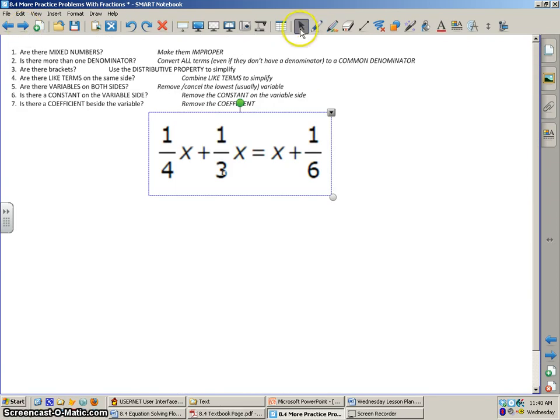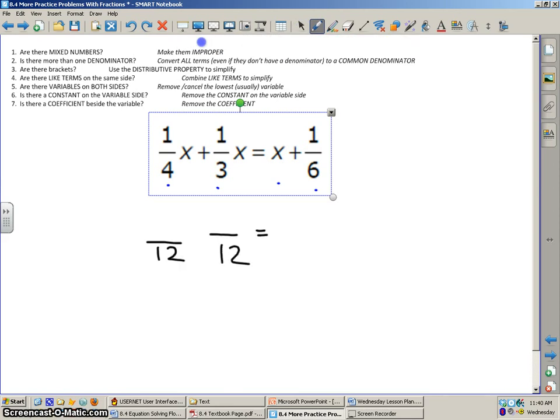Here's another one that looks kind of severe, but it's not so bad. If we have any mixed numbers, no. How many terms, by the way? Let's look at the terms. 1, 2, 3, 4 terms. So let's try and get common denominators, I think. So what we have 4, 3, 6. Let's go with 12. That's over 12.